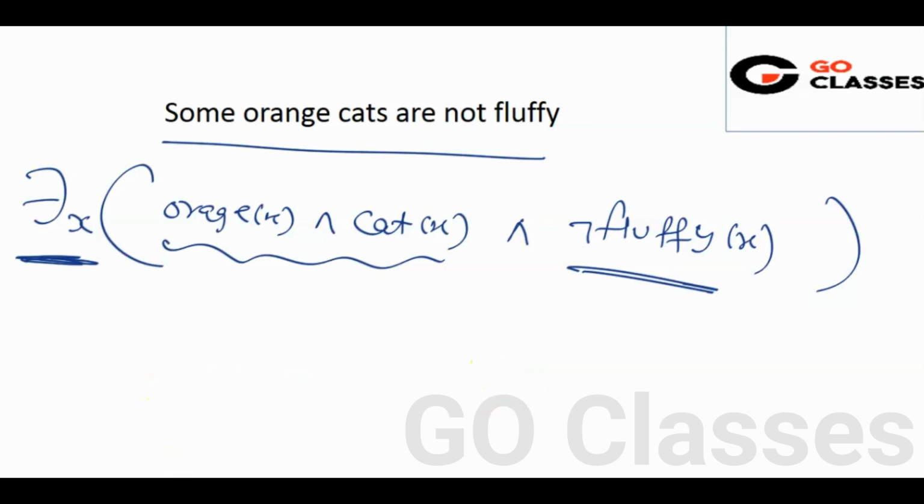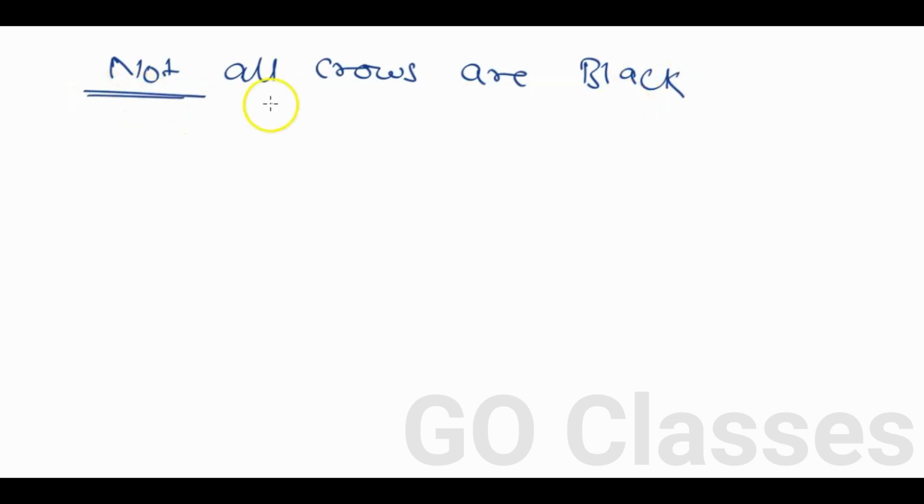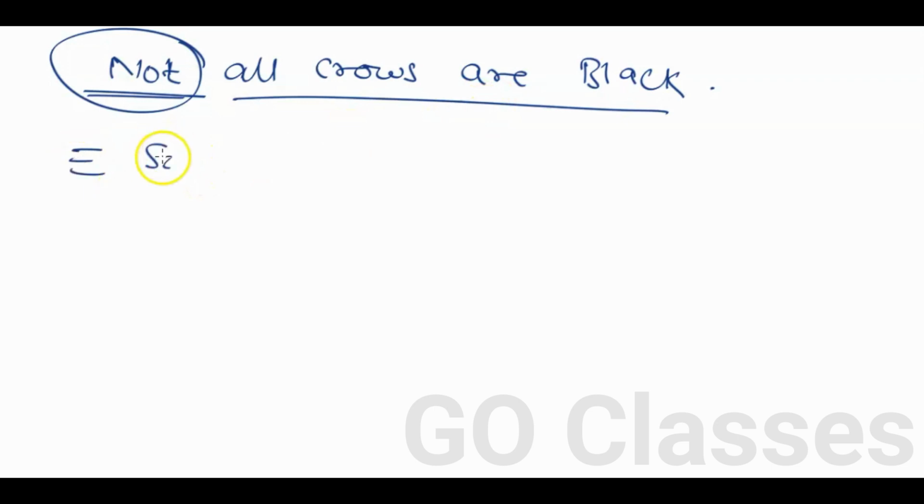Okay. So this is how you can write standard templates. Now let's see another template. Not all crows are black. What does it mean? It means some crows are not black, right? This is saying that not all crows are black. It means some crows are not black.